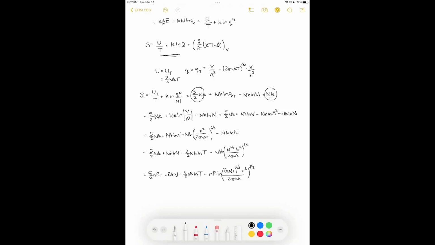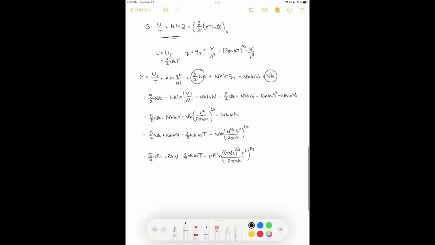These terms are pooled together into what's called the Sackur-Tetrode equation, which combines all of these logarithms. And what that gives us is that the entropy of an ideal monatomic gas is equal to the number of moles of gas times the gas constant times the natural log of e to the 5/2 times the volume over the thermal wavelength cubed of the particle times the number of particles.